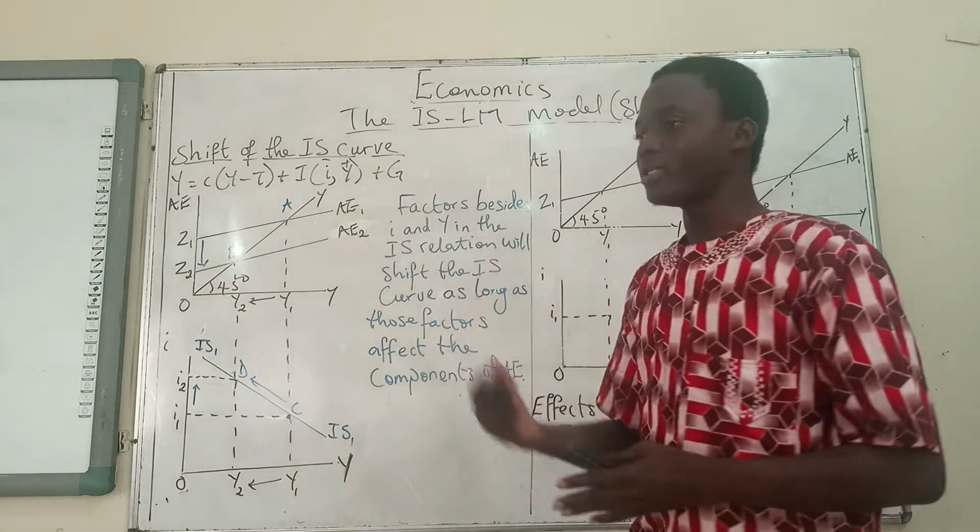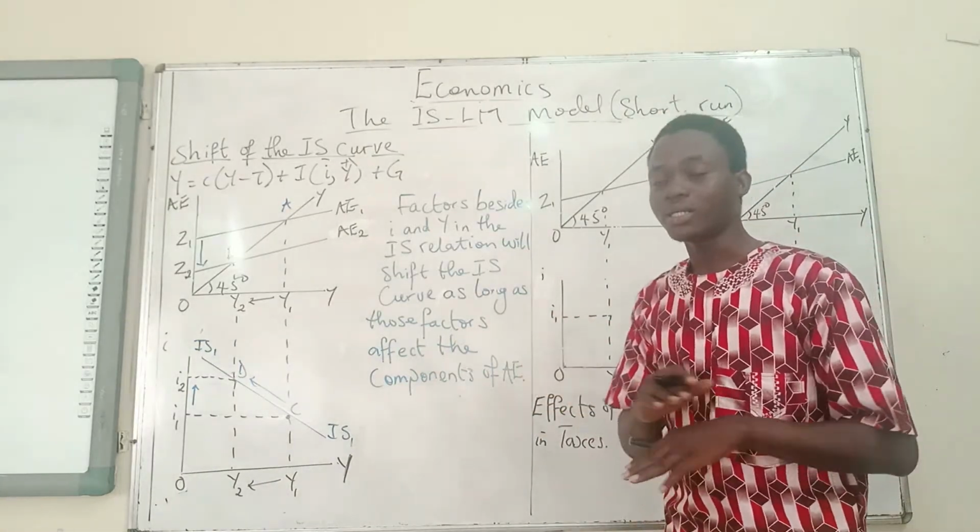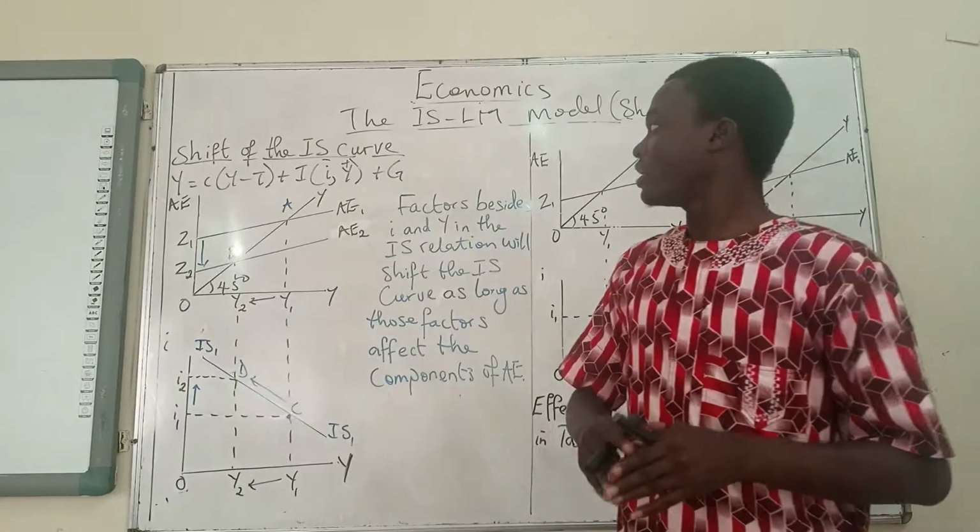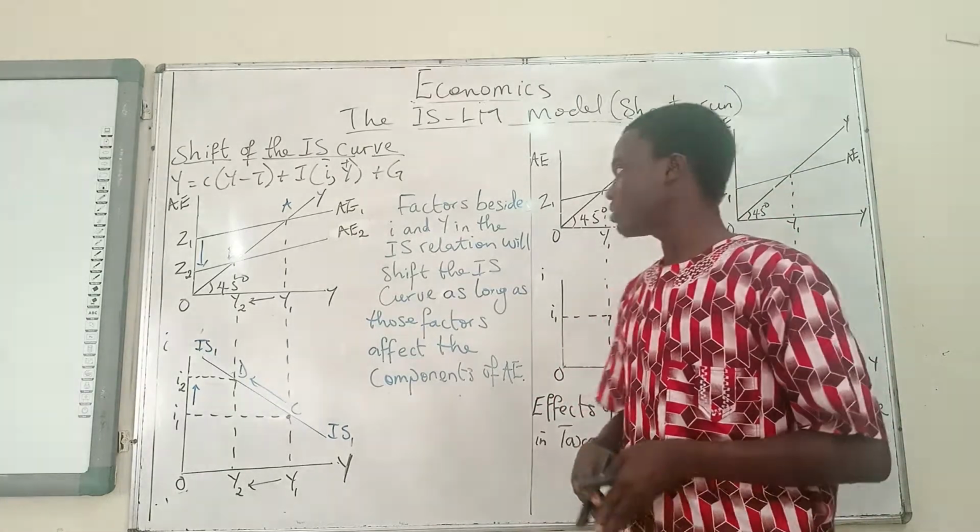Plus G, government spending. So far, so good. Government spending has been exogenous in our model. That is, it is not determined by factors within the model.